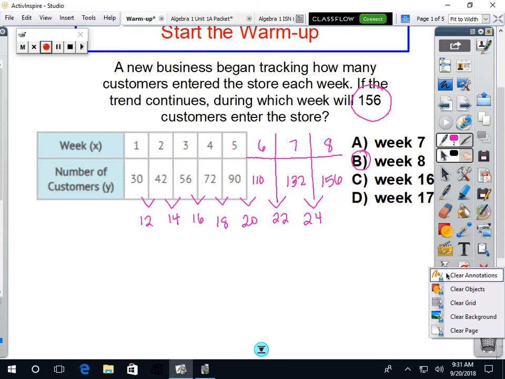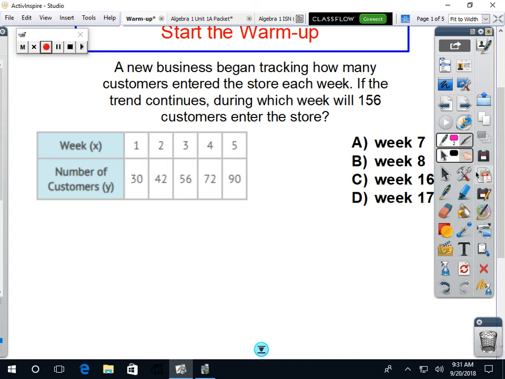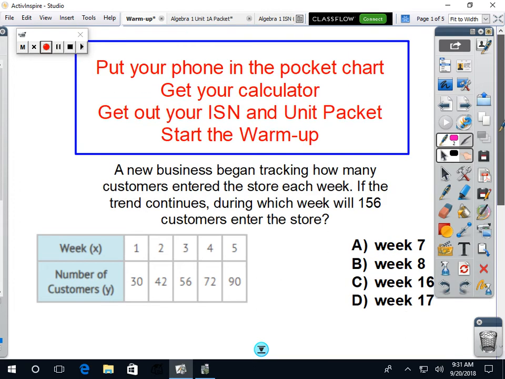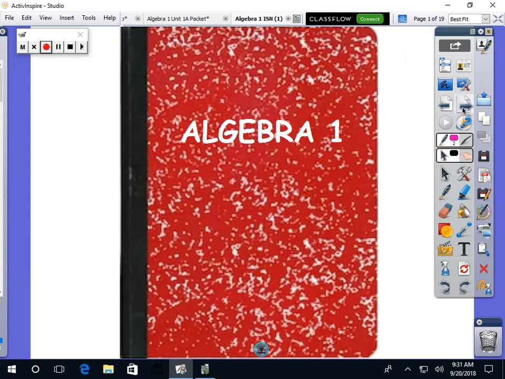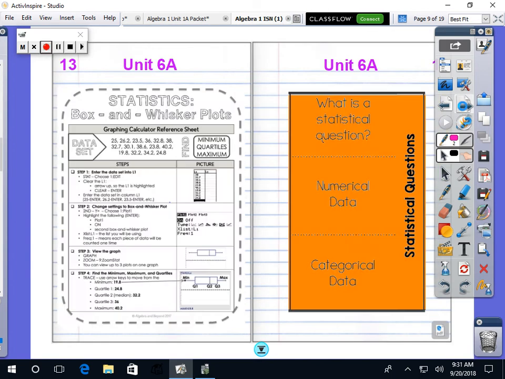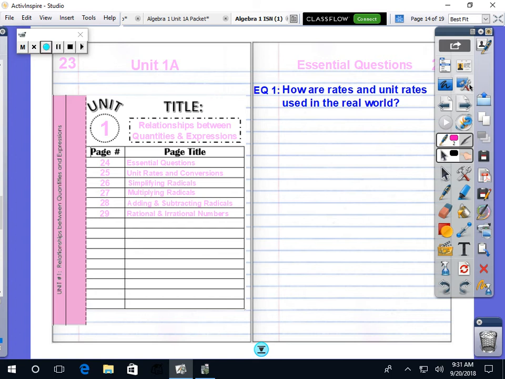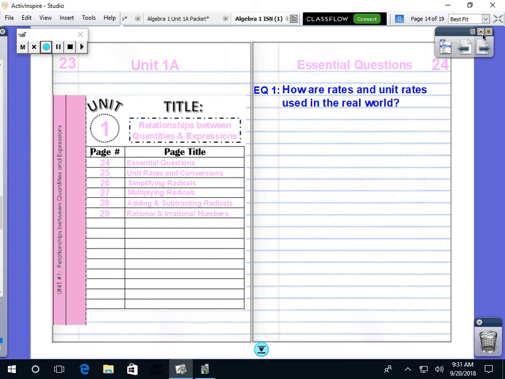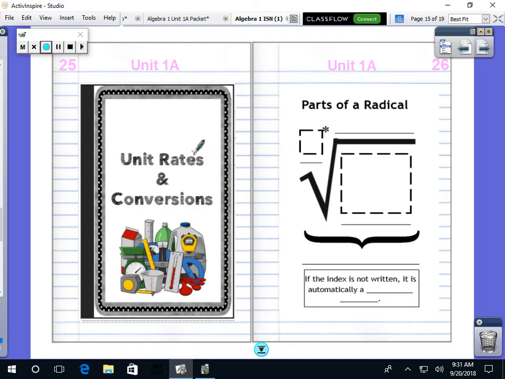Okay, now today we are going to start filling out that flip book in your notebook. Yesterday we went ahead and wrote down today's essential question. It's how are rates and unit rates used in the real world? And today we're going to start filling out some of this book, not all of it. It'll take us probably a few days to fill out, but we're going to start it today.